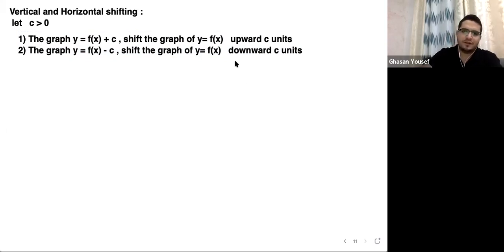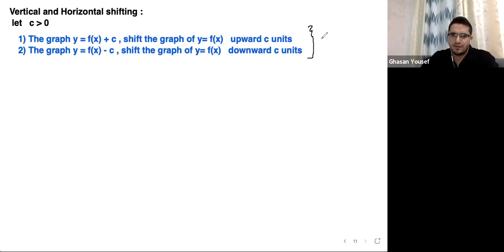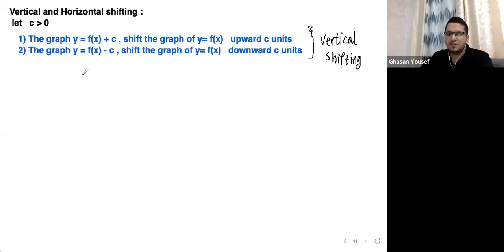So here, this is for the vertical shifting. Any question for the vertical shifting? Is it clear? If the question asks me to graph the function f of x plus c, and I know how to graph the function f of x, you just graph the function f of x and then shift it c units upward.